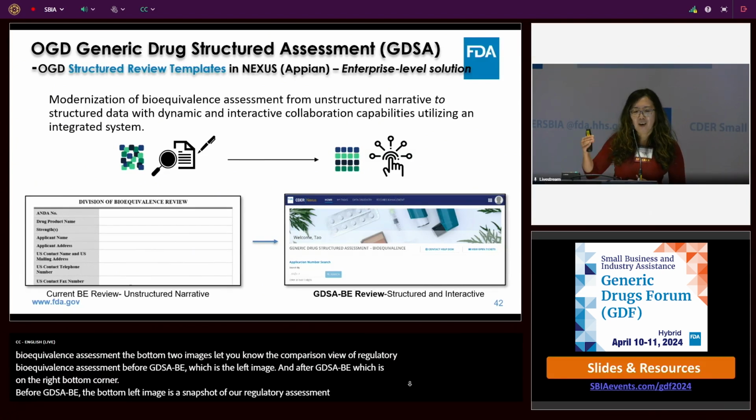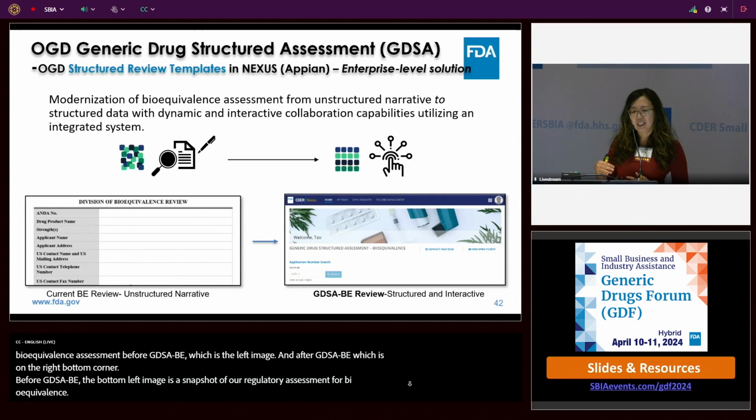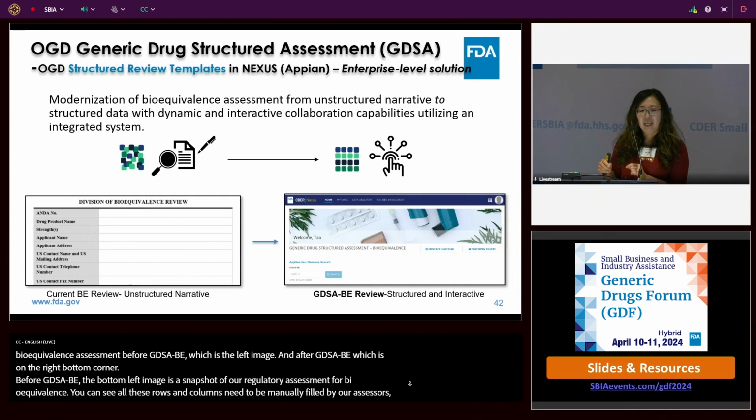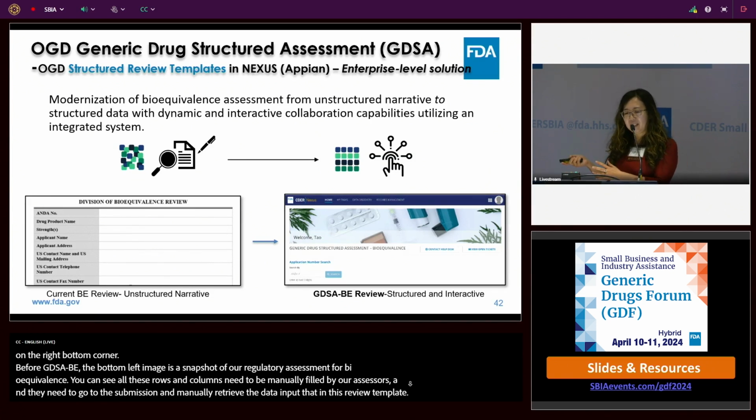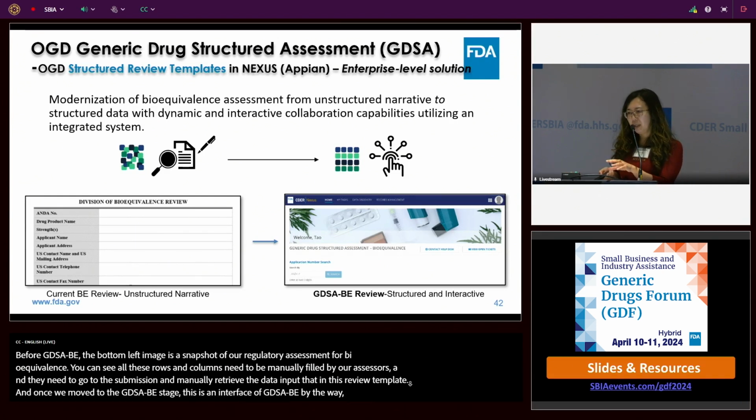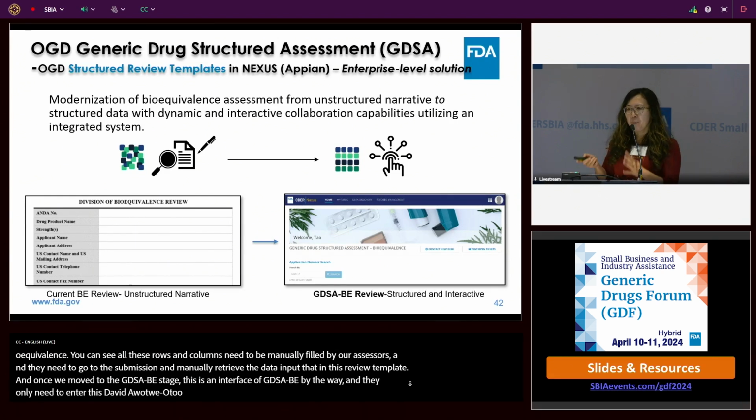You can see all of these rows and columns need to be manually filled by our assessors. They need to go to the submission, manually retrieve the data, and put it in this review template. Now once we move to the GDSA-BE stage, and this is the interface of GDSA-BE, by the way, they only need to enter this number, and a lot of information from the left image will be auto-populated for them.